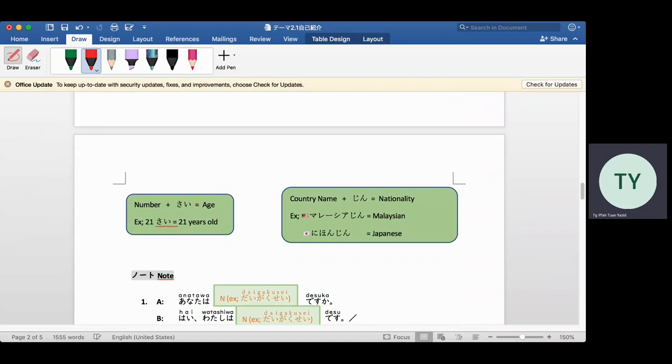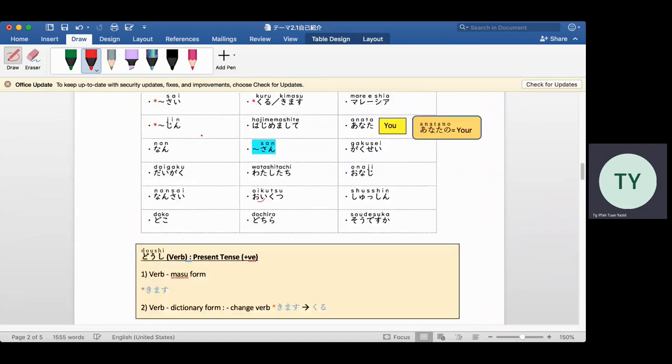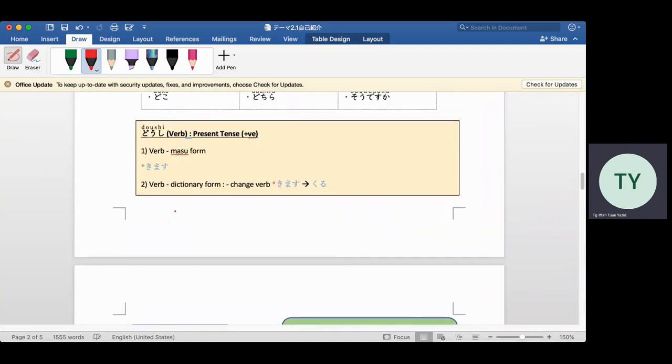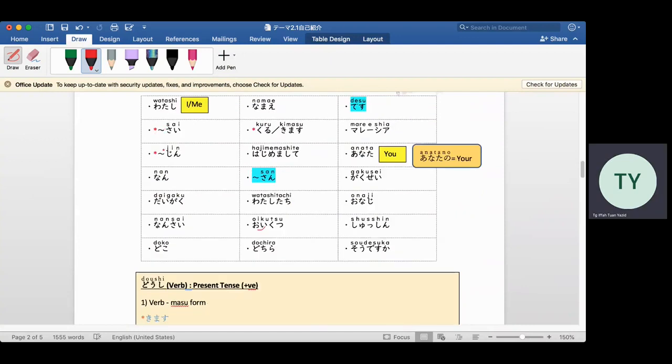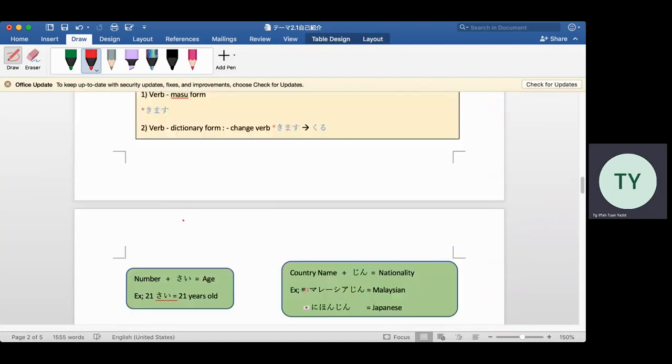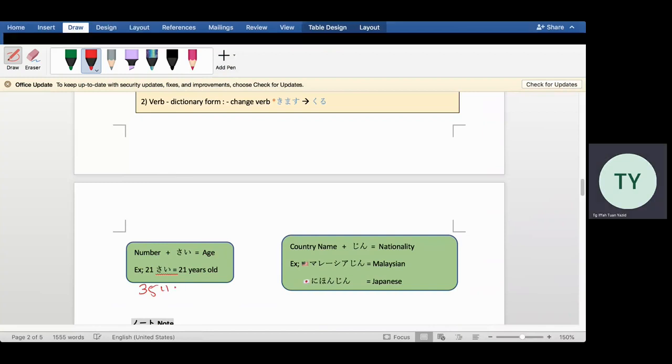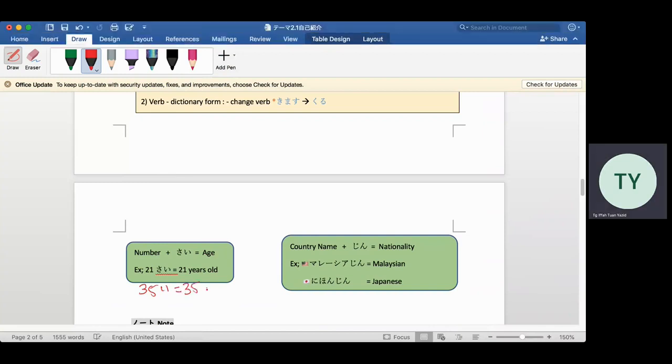For Sai, look at Sai. Sai is used for age. Jin is used for nationality. Before Sai, there's a word, and before Jin also must have a word. Before Sai, we must put a number. So number plus Sai means age. Example, you put any number here. 21 Sai means 21 years old. If you put 35 Sai, it becomes 35 years old.